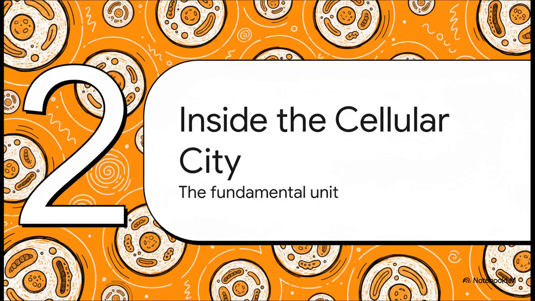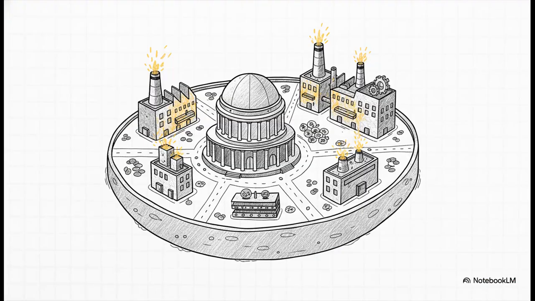Okay, map and legend in hand, let's start our tour. We are zooming way in, all the way down to the most basic, fundamental unit of life, the cell. Now, don't think of a cell as just a simple little brick. Oh, no. A much better way to imagine it is as a tiny, bustling city. Your body is made of trillions of these cities, and every single one is its own little complex world, just humming with activity, doing thousands of jobs every single second.